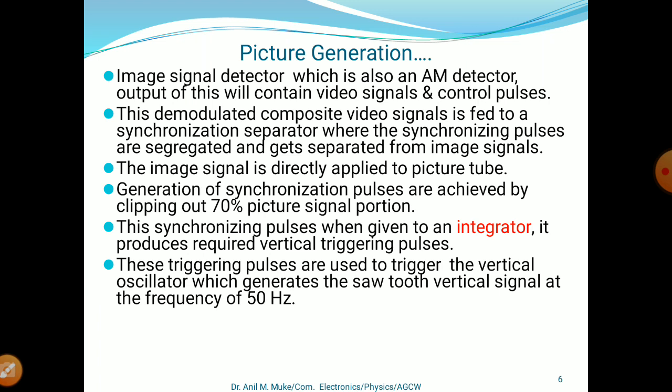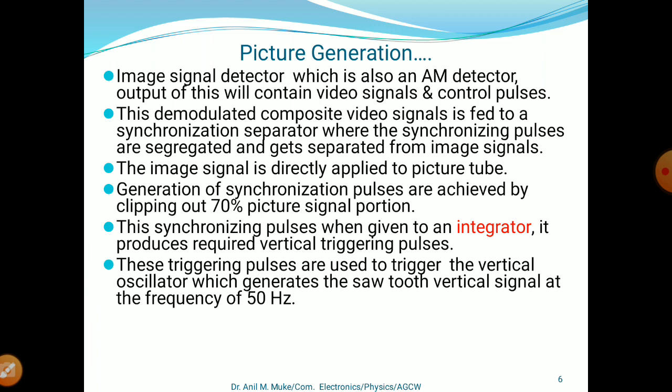You know that the composite video signal contains 70 to 75% of the video signal and 25 to 27% of the synchronizing pulses. So they are separated out by using this clipper circuit. And these synchronizing pulses, when given to the integrator, will produce the required vertical triggering pulses. And these triggering pulses are used for triggering the vertical oscillator, which generates the sawtooth vertical signal at the frequency rate of 50 hertz.